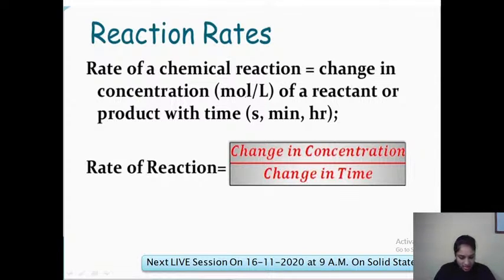So, you can comment in the chat section whether the concentration of the reactant decreases or it increases. Concentration of reactant, whether it decreases or increases. I'm waiting for your replies in the comment section.